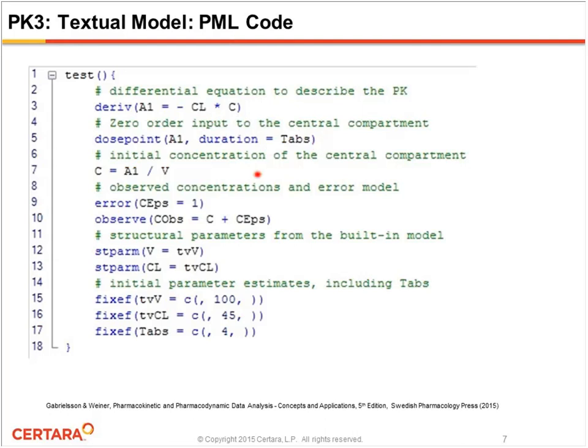Okay, the concentration of the central compartment equals the amount divided by the volume. This is the error model. This is a simple additive error model. And the structural parameters that were from the built-in model include the volume and the clearance. And we also have added the T-abs, the zero order input duration, as a fitted parameter here.